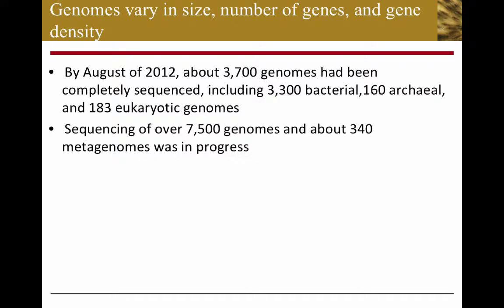So when we're looking at microarrays, a lot of times we're looking at large genomes. And genomes are all the different genes in an organism. So by about August 2012, there were 3,700 genomes that have been completely sequenced. And most of those you can find in the NCBI site that you use for your homework if you did that. That includes about 3,300 bacteria, 160 archaeal, which are the ancient bacteria, and about 183 eukaryotic genomes.